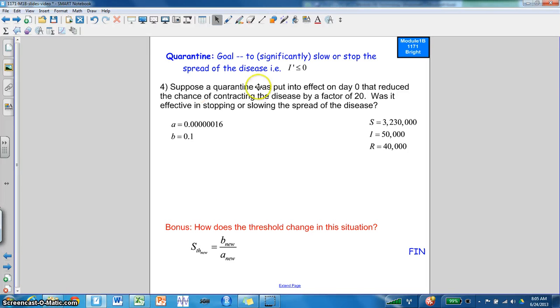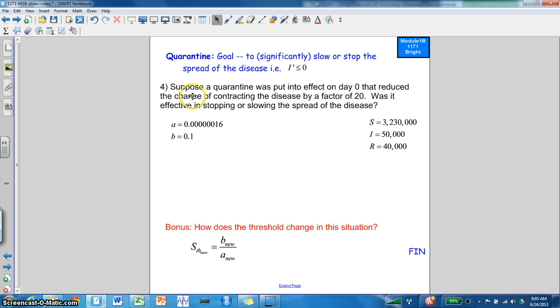Alright, and we're going to continue now with the last part of our working example, which was on the respiratory syncytial virus. And now we're going to assume that we're going to put the entire Twin Cities metro area under a quarantine. And so the goal here is to either significantly slow or stop the spread of the disease. Okay, so really what we want to look for is the case when I prime is less than or equal to 0, because that means that the spread of the disease is slowing, and the rate of change in the infected compartment is negative, meaning that the infected population is decreasing.